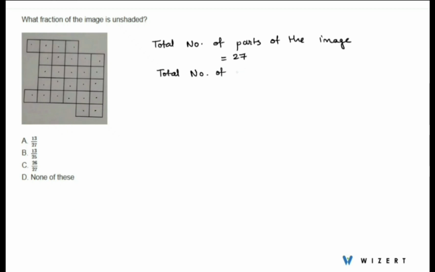Number of unshaded boxes is equal to 27. Therefore, the fraction that we are looking for, the required fraction, is going to be equal to 27 by 27, which is not given in options. So our answer is option D, none of these.